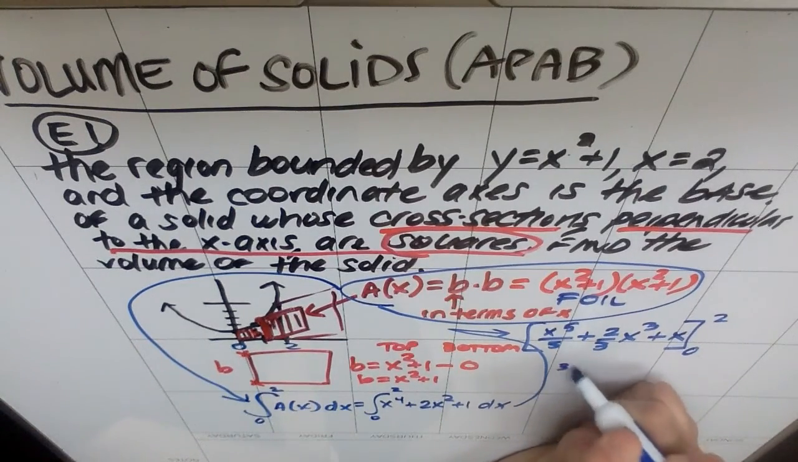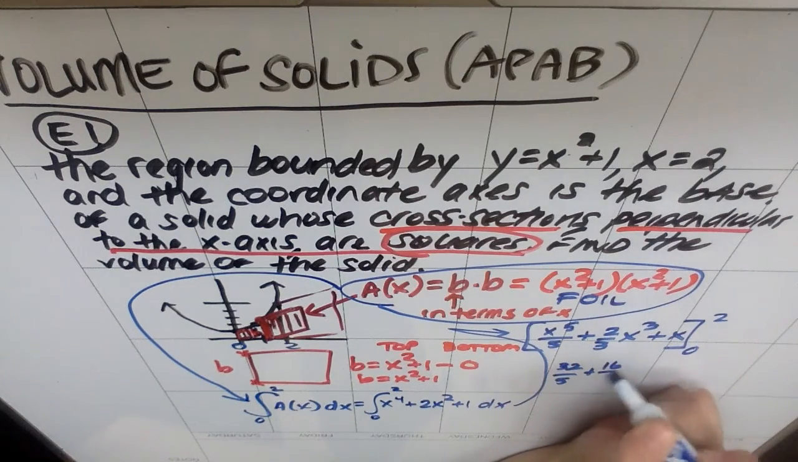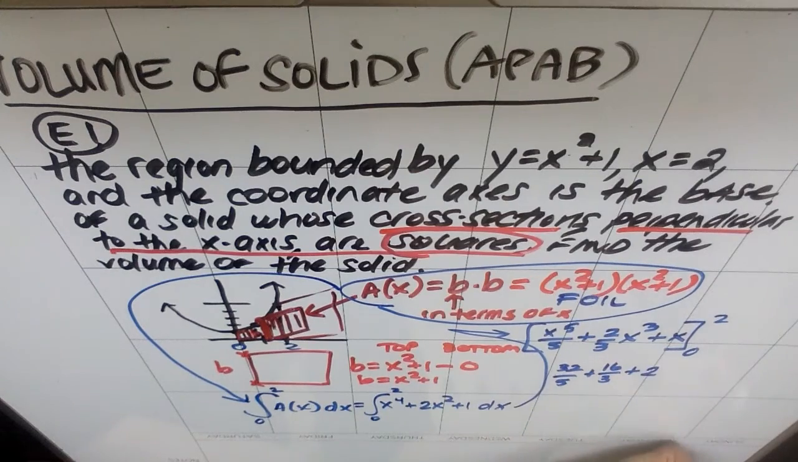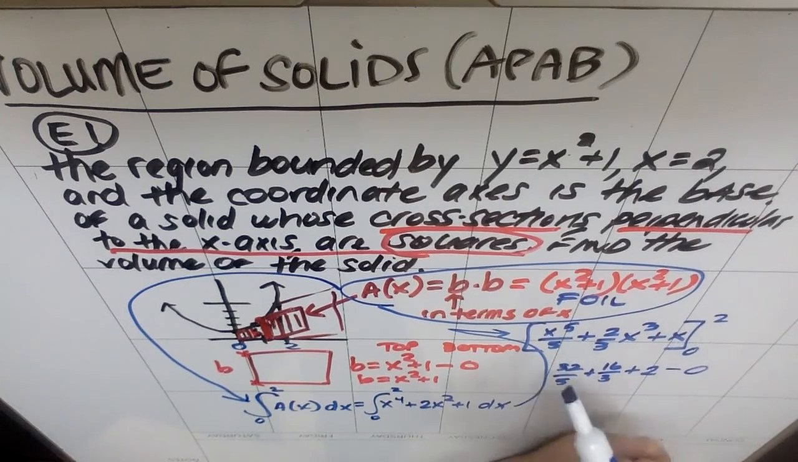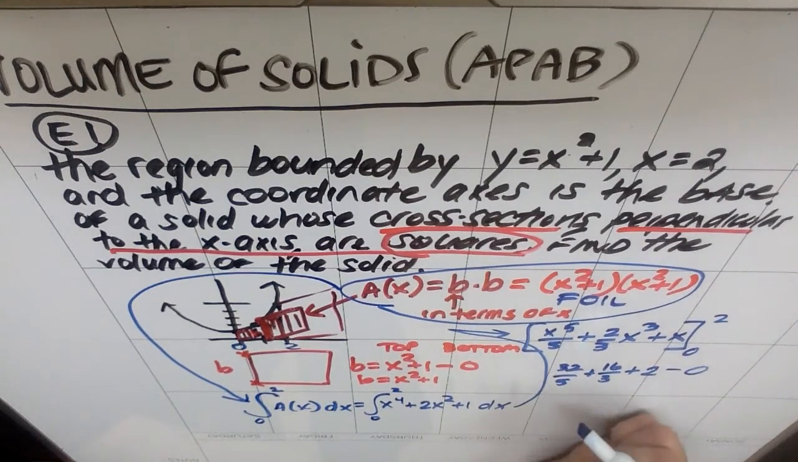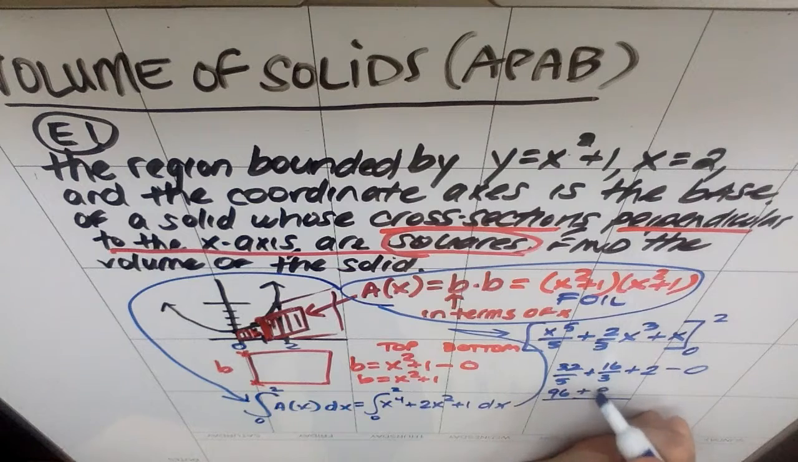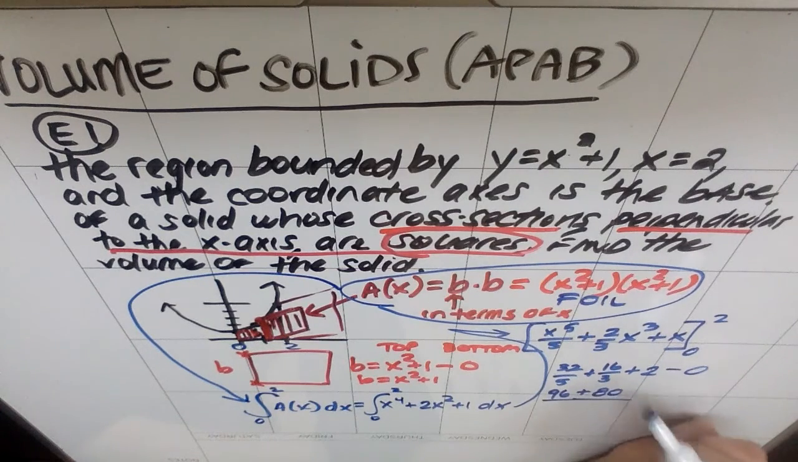So I'm going to end up with 32/5 plus, this would be an 8 times 2, so 16/3 plus a 2, minus a bunch of 0s. If you plug in 0 and 0 and 0, they all zero out. Don't forget to plug in the bottom bound, though in this case, it wouldn't have mattered. My common denominator is going to be 15ths. So I'm going to have to multiply the 32 by 3 to get 96, so that's 96/15. I'm going to have to multiply the 16 by 5 to get 80, so 80/15. And I'm going to have to multiply the 2 by the full 15 for the common denominator to get 30/15.